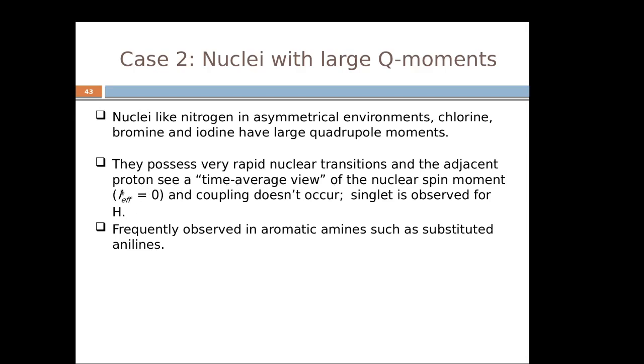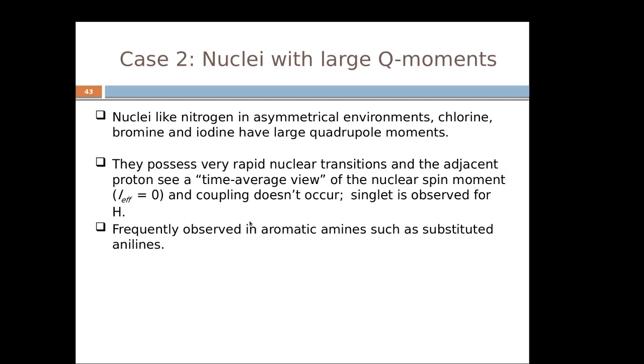And the proton will experience a net effective nuclear magnetic moment of I effective equal to 0. The proton will be able to couple with only the time average view, but not with the individual nuclear spin magnetic moments of the adjacent nitrogen atom. So effective coupling doesn't occur between the proton and the individual nuclear spin states of the nitrogen atom. Instead of seeing a multiplet pattern like we saw in the earlier spectrum, we see only a single peak for the proton.